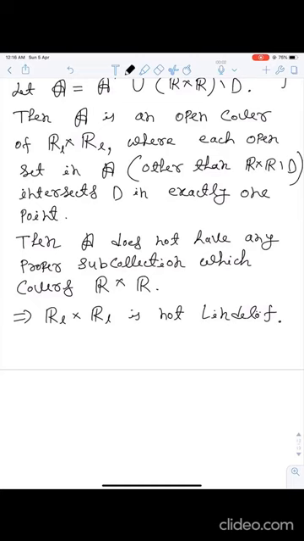Remember why we use R cross R here: my topological space is R cross R, but we have given it the topology which is the product of the lower limit topology with the lower limit topology. So RL cross RL is just X comma tau, where X is R cross R and tau is the product of the lower limit topologies.